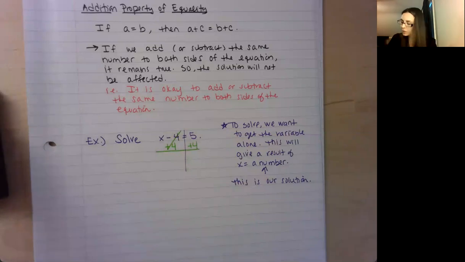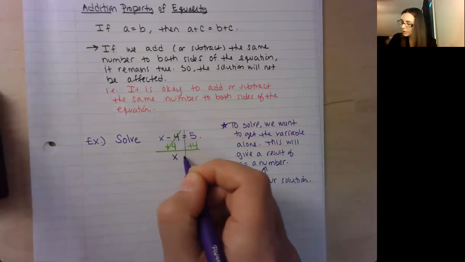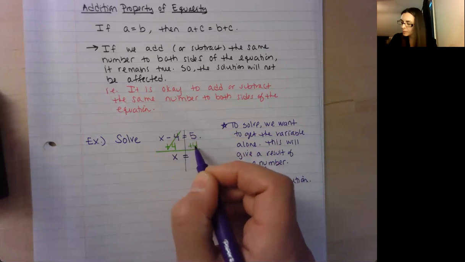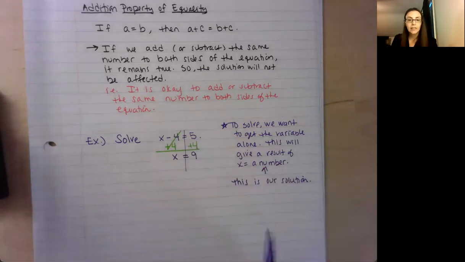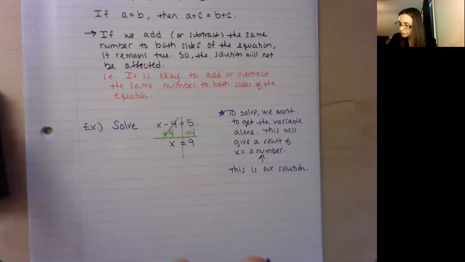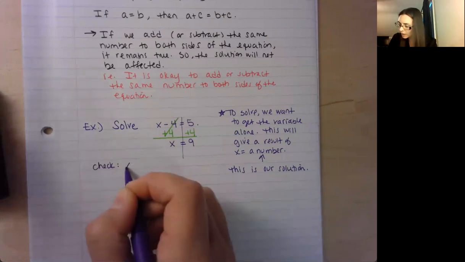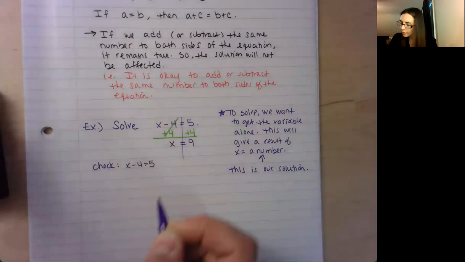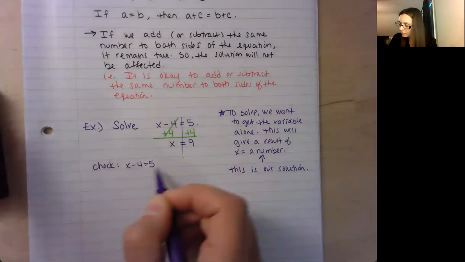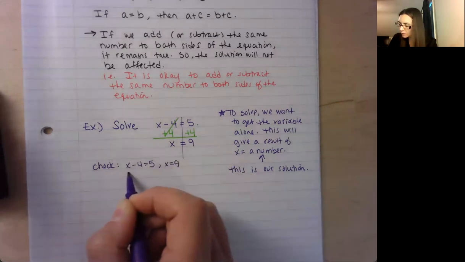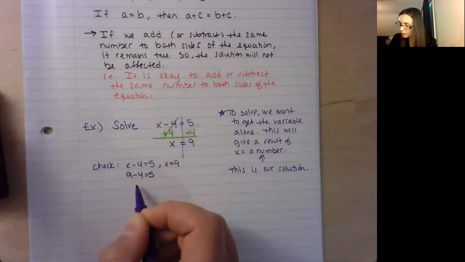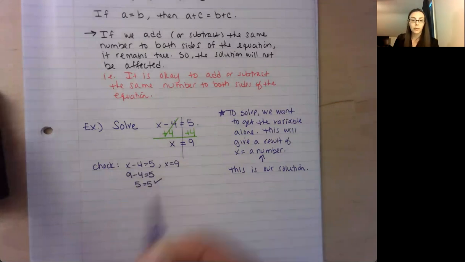And what happens is I'm left with just the x. Now on the right, 5 plus 4 becomes 9. And notice how my answer is now alone. I can check this by plugging in to make sure I haven't made any mistakes. So if I plug in x equals 9, I get 9 minus 4 equals 5, and 9 minus 4 is actually 5, so this is true.